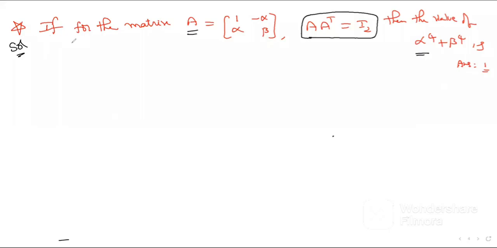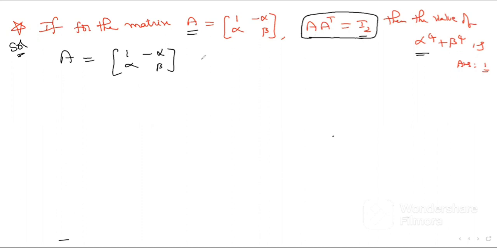Okay, now I will explain the next question. If you have matrix A = [1 minus alpha, alpha, beta], and one more condition, A into A transpose is equal to I2, where I2 means the 2 by 2 unit matrix, then find the value of alpha to the power 4 plus beta to the power 4. From the statement, what is given? Matrix A is given.